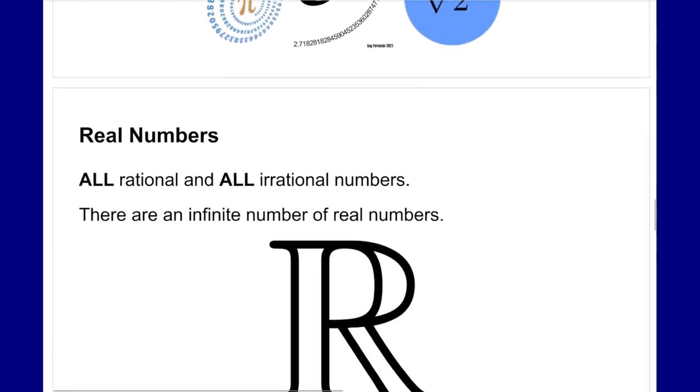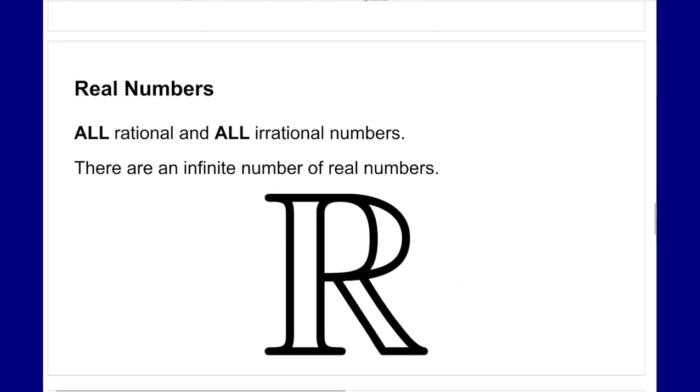But finally, like we said, real numbers. This is what everything that you've looked at. So all of those subsets that we just talked about, they all are considered real numbers. So all the rational and all the irrational numbers are considered real numbers. Basically, any value you can think of, it's a real number. And there's an infinite number of real numbers. And this R is just what we use mathematically to represent any real number, or the set of any real number.